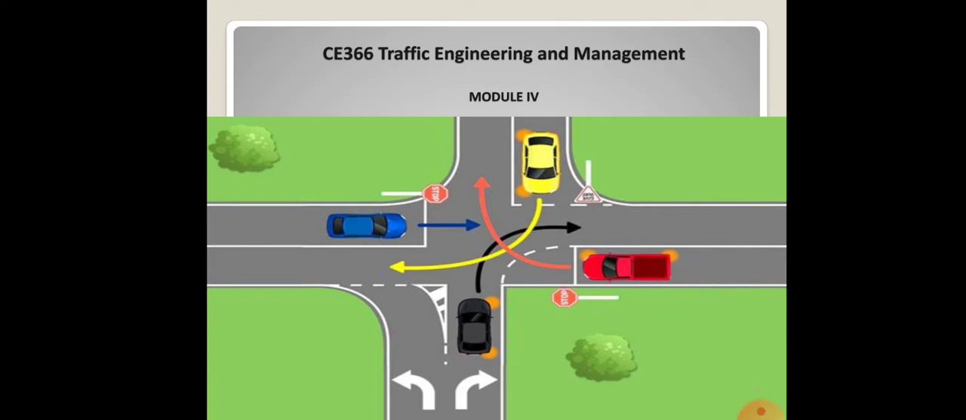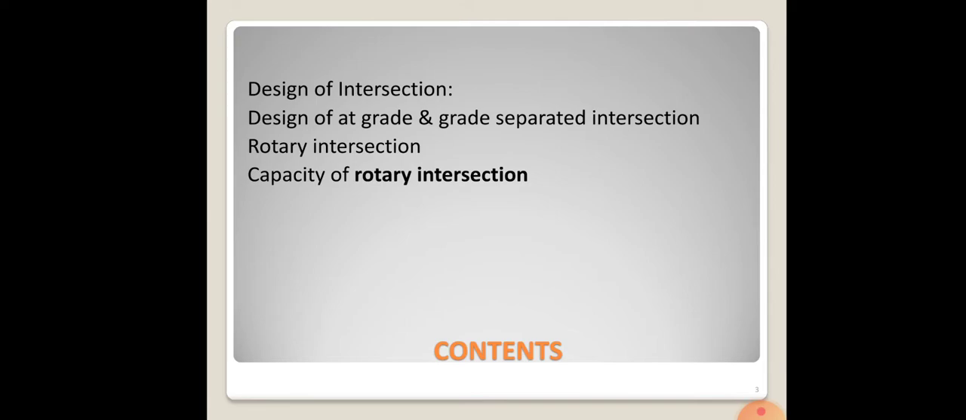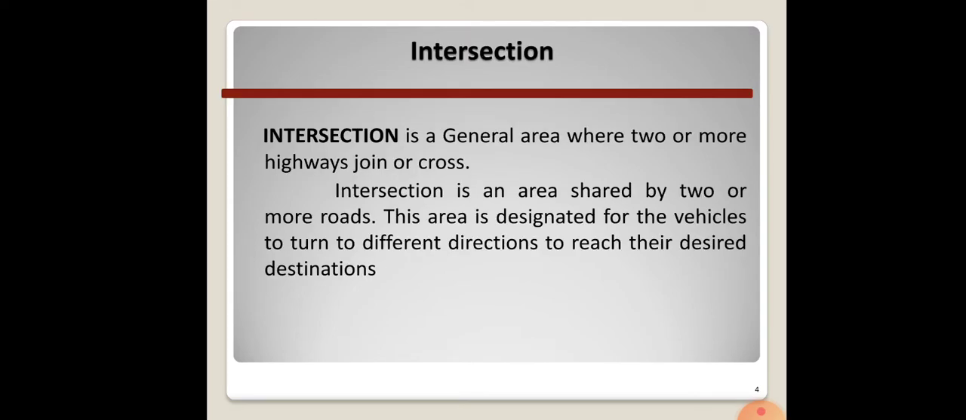This module mainly deals with intersections. So this is the topic that we'll be dealing with in this module, and these are the contents discussed in this module: the design of the intersection, design of at grade and grade separated intersection, rotary intersection and capacity of rotary intersection. Today we'll just have a discussion on what is an intersection and what are the different types of intersections.